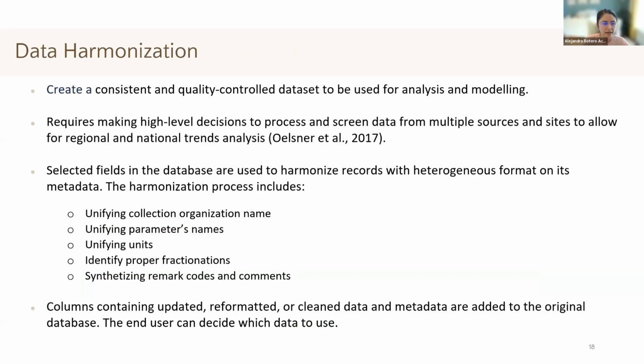So we perform a data harmonization, which consists in creating a quality control data set to use in the analysis. It requires using high quality level decisions to unify parameters that come from different data sources. So an example of this is unifying collection organization names, unifying parameter names, unifying units, unifying fractionations, and synthesizing remark comments and codes.